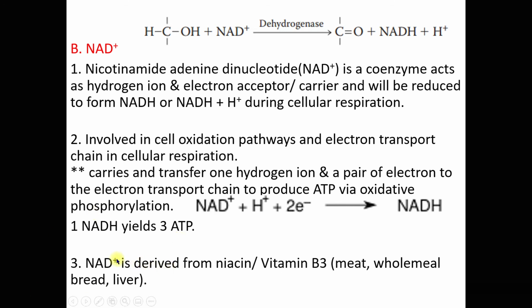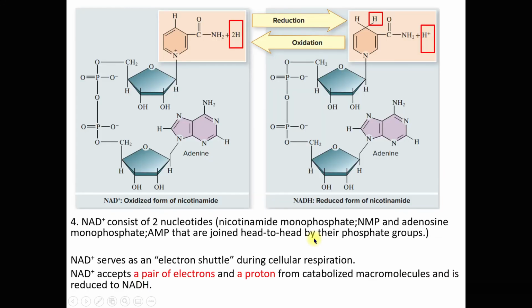Now NAD plus is derived from niacin, or commonly known as vitamin B3, which you can get from meat, wholemeal bread, as well as liver, chicken liver, for example. Now NAD plus consists of two nucleotides. You can see here the NAD plus consists of two nucleotides.